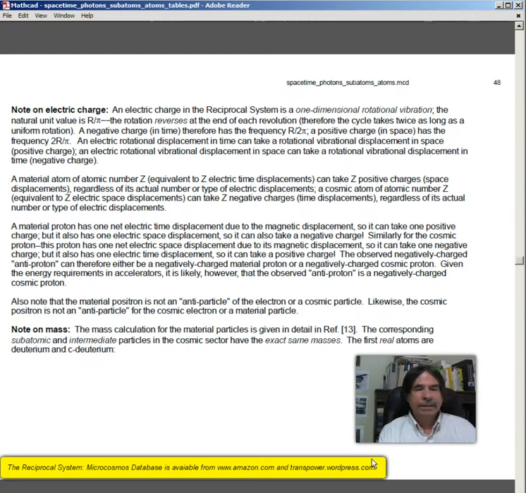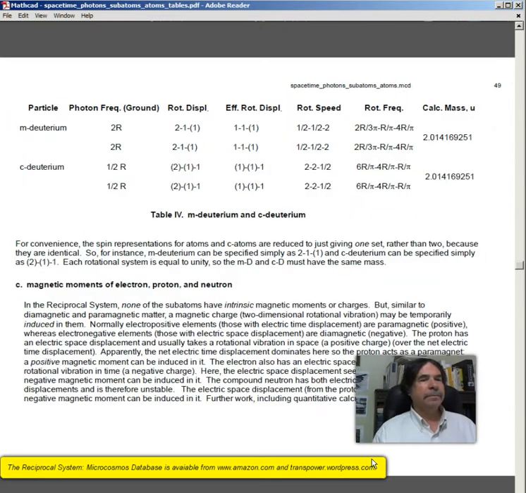Note on mass. The mass calculation for the material particles is given in detail in reference 13. The corresponding subatomic and intermediate particles in the cosmic sector have the exact same masses. The first real atoms are deuterium and cosmic deuterium. And this is shown in Table 4, M deuterium and C deuterium.